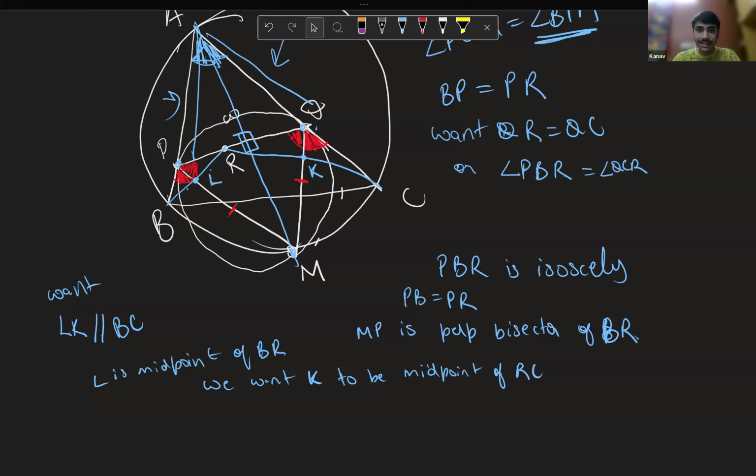Isn't there a spiral similarity? Okay, don't go to spiral similarity. But I get what you're trying to say.